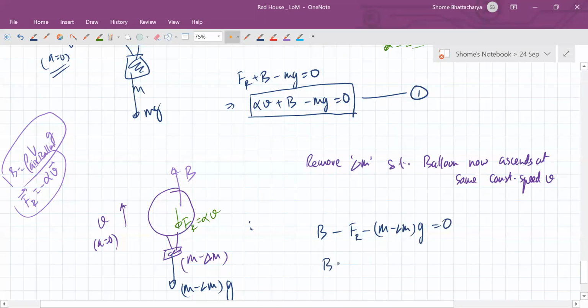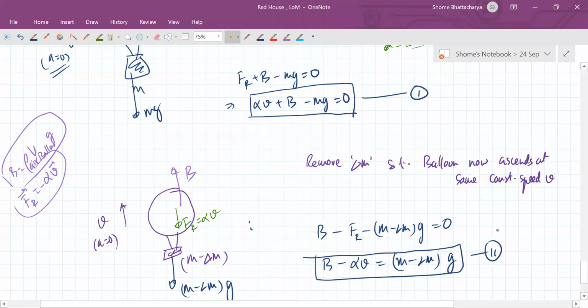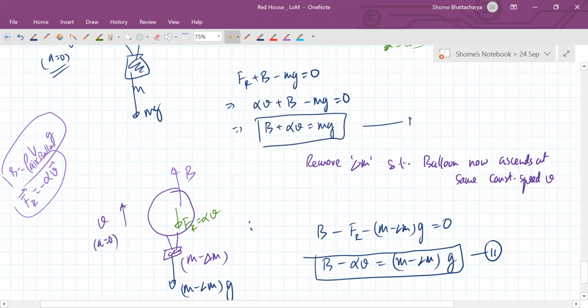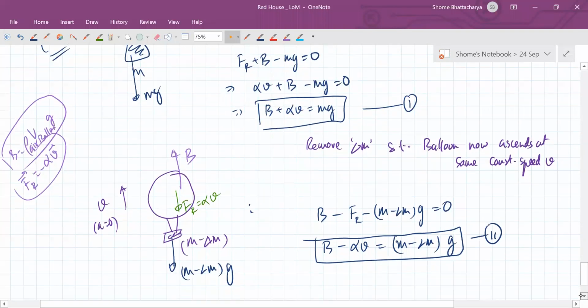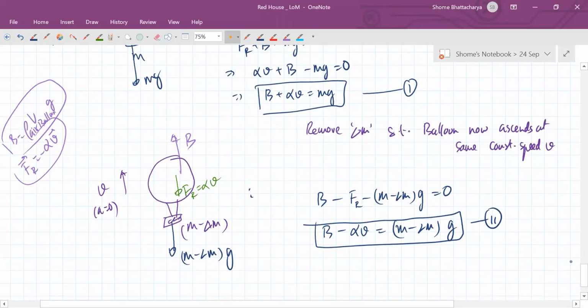So the same buoyant force minus alpha v is equal to m minus delta m into g. This is my equation 2. Okay, and better to write equation 1 like this, so that it will be easier to compare. So let's write equation 1 like this, that the buoyant force plus alpha v is equal to mg. So this is equation 1. So now just add the two equations, or subtract the two equations, and we can get what is required.